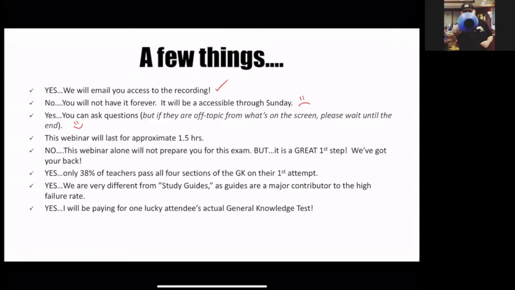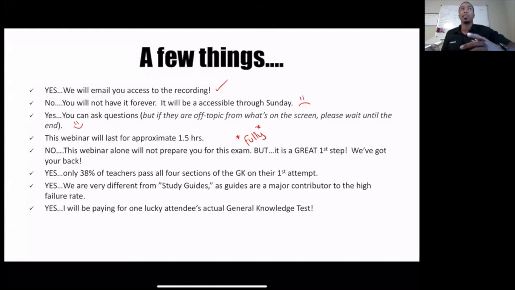I'm going to say that again. This webinar alone is not going to prepare you, right? This is just a small piece of the pie for the entire GK Math, because GK Math is 21 skills. So Anderson, how many skills are you touching on here tonight? Two, and I'm touching on one of the three sub-skills inside of a skill, and then one of three in the other one as well. So this is a good first step, and we've got your back all the way through all the skills.